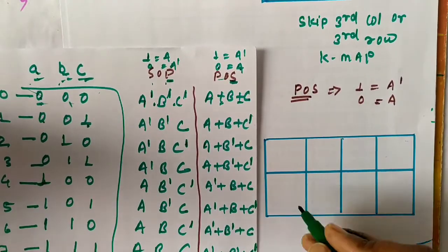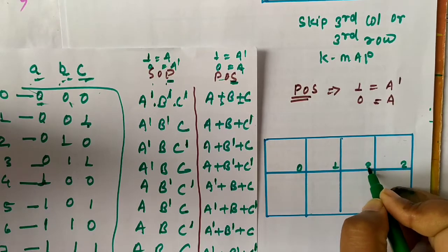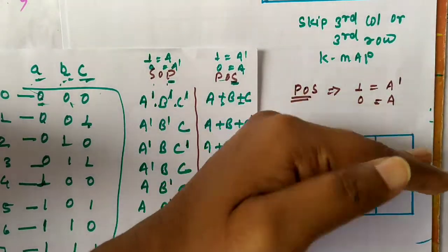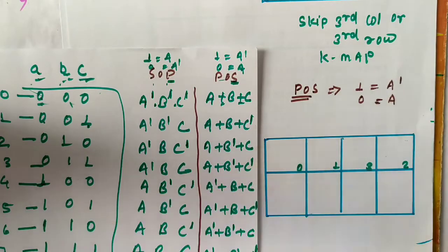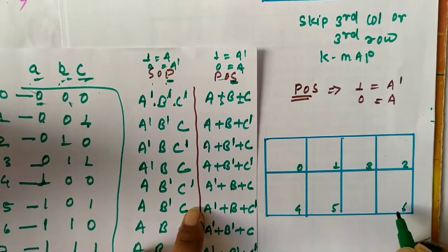Numbering are same. So here we write 0, 1, 2, 3. Skip the third row, third column. Here is only 2 rows. That's why we are not skipping a row, only a column. But for the 4 variable K map, we also skip the row and column. Here after 3, 4, 5, 6 and 7.